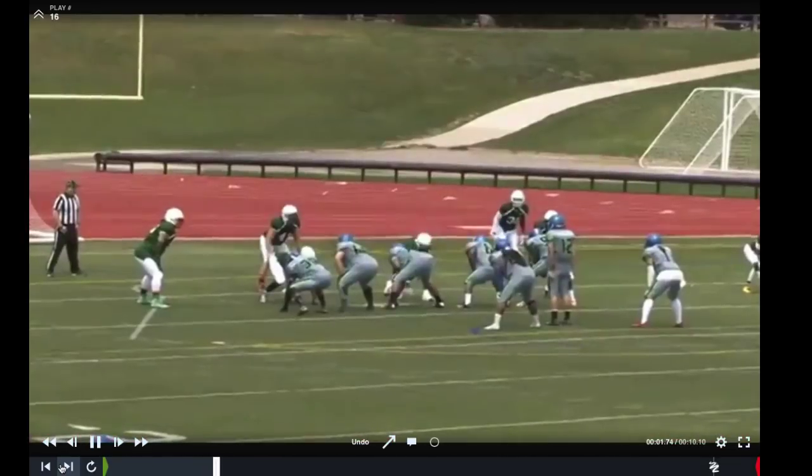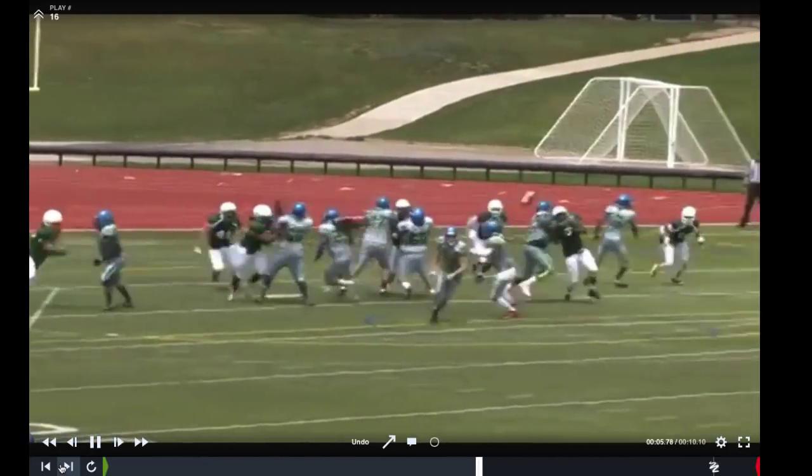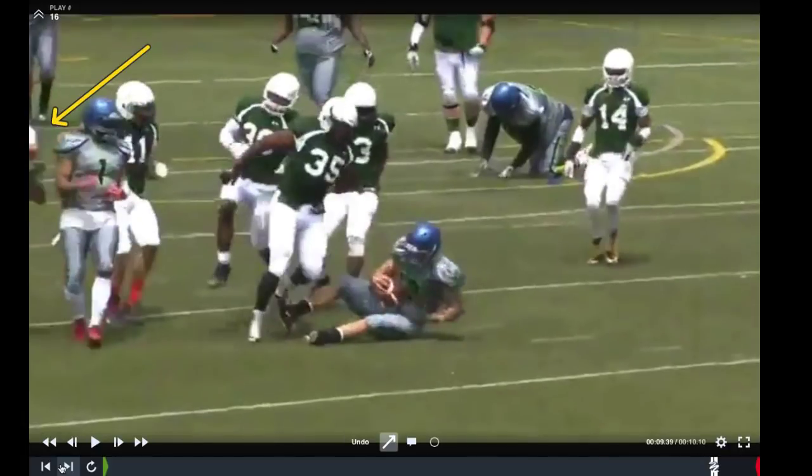It's another example of something that we want to get. I'm not sure if this was called or not because the film cuts off, but here at the end of the play's over. Everything's dead. And we've got a guy that wants to come in and light somebody up. This has nothing to do with the game. This would be an unsportsmanlike conduct, non-football act. Two of these and he's gone.